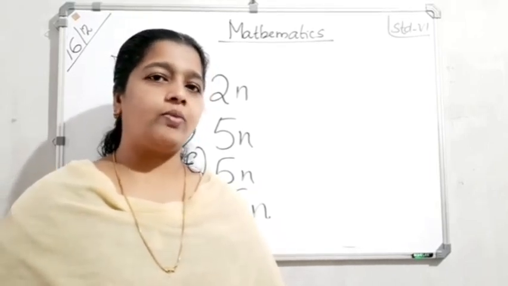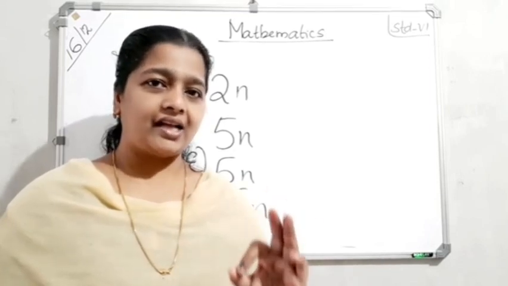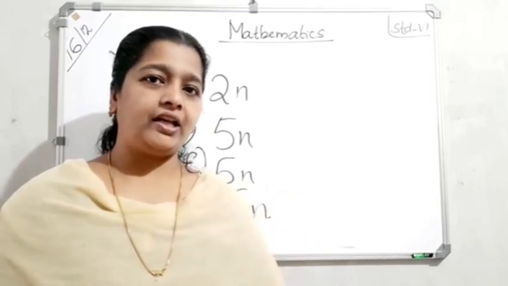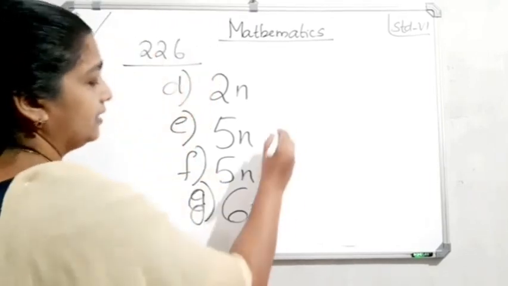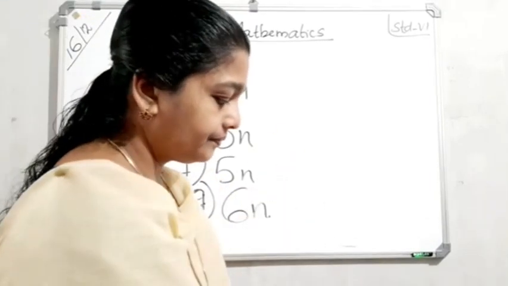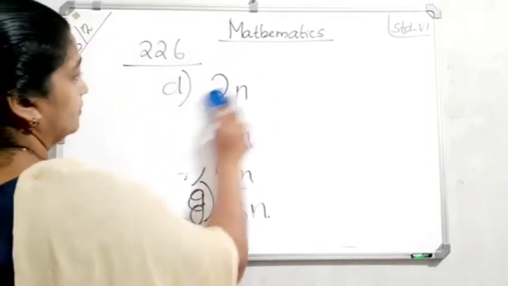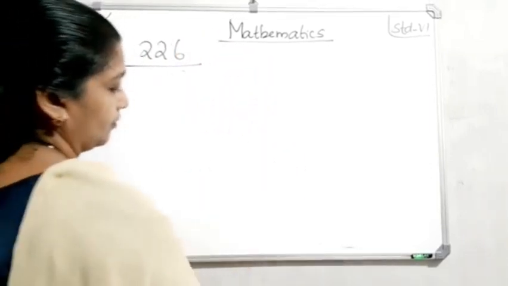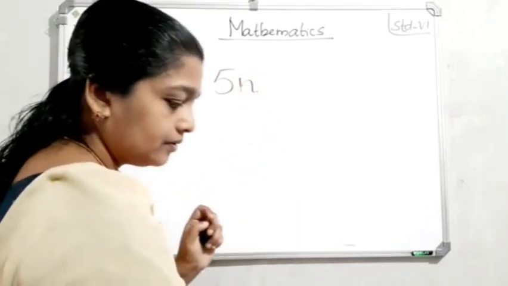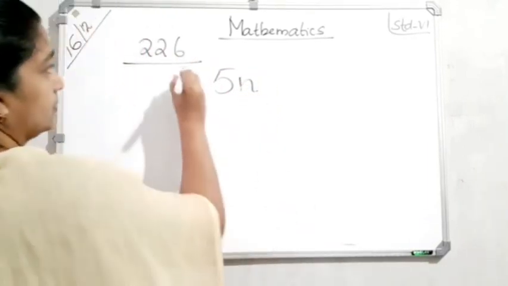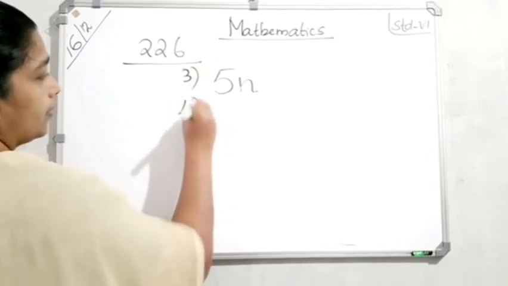This much only. How many cadets are there? Then one variable is there, n. Answer 5n. Find the answer 5n. That is question number 3. Next, question number 4.